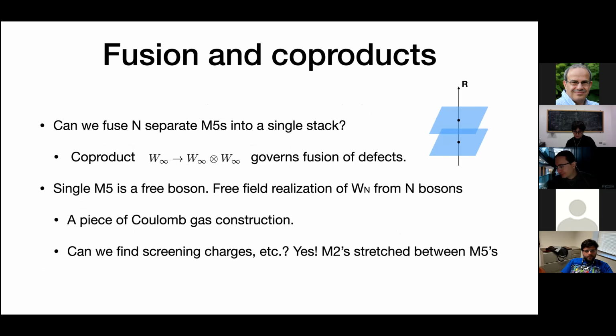Now, you might wonder if it's possible to reconstruct the theory that lives on N M5 branes by just bringing together multiple branes. If there is a fusion operation that allows you to bring together individual branes. And indeed, this sort of holomorphic-topological setup predicts that there should be a coproduct of sorts, which allows you to combine the vertex algebras living on the two defects with the vertex algebra that lives on their fusion.